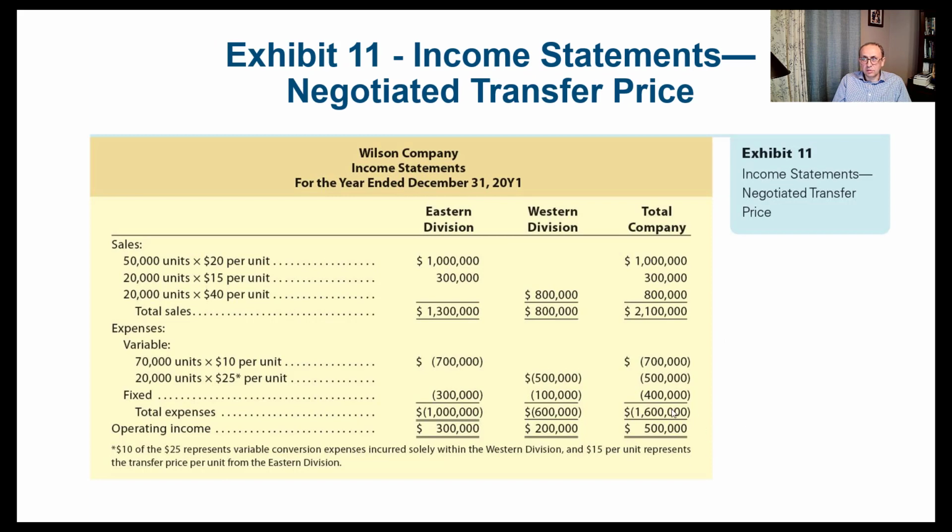So you can see that transfer pricing, by selecting a price that's between the variable cost and the market price, which in this case was $15, led to the incentive for the Eastern Division manager and the Western Division manager to complete this transaction, and each one of these divisions was able to increase its operating income by $100,000.